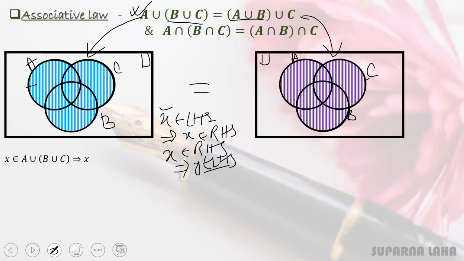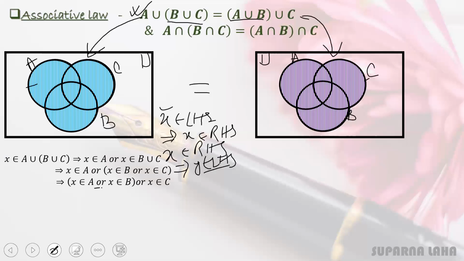So I'm taking X present in A union B union C. Just replace this union with or, that means X in A or X in B union C. Again replace the union B union C with or, so X in A or X in B or X in C. So in between, X belongs to A, X belongs to B, X belongs to C, with or present. So just change the pair. I'm taking the pair A and B, that is X belongs to A or X belongs to B, and then or X belongs to C.